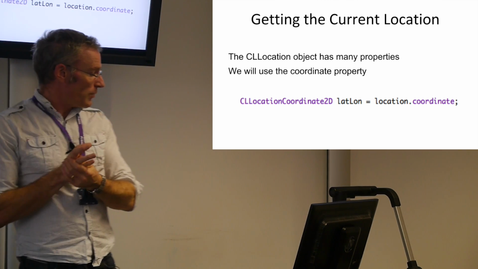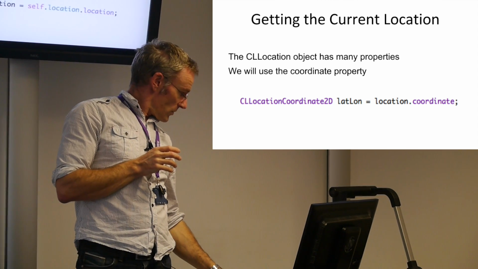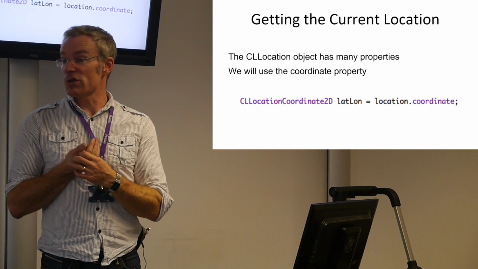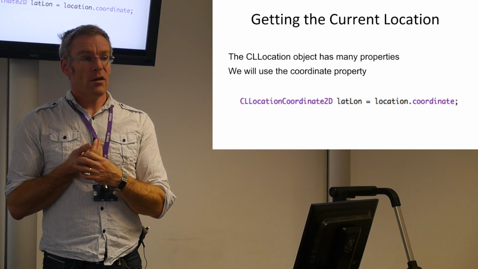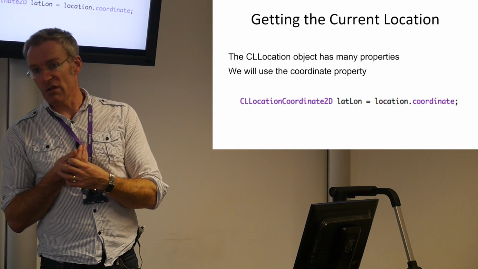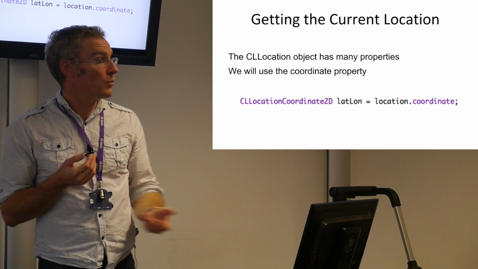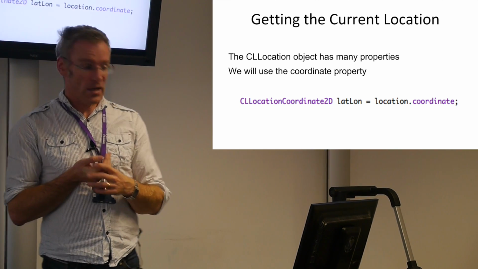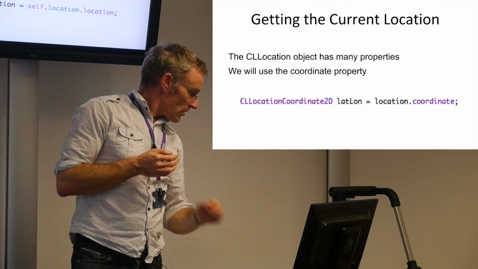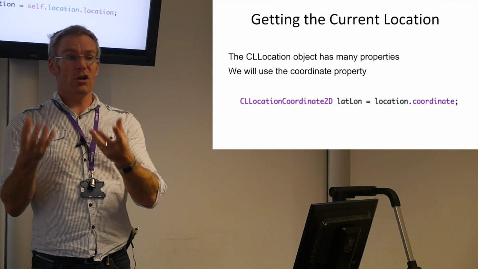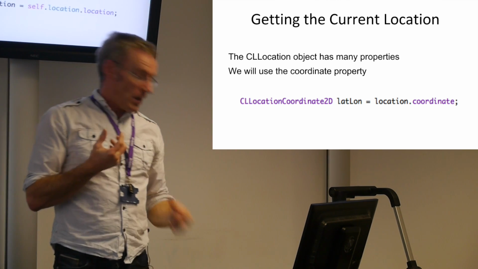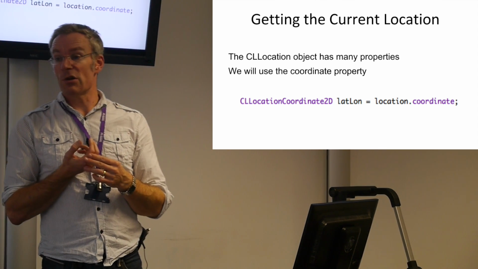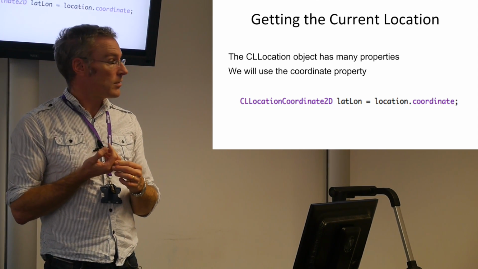The CLLocation object itself, okay, so you've got your CLLocation object. Your CLLocation object has a coordinate property, which is a CLLocationCoordinate2D. We'll keep coming back to this one. This is a really useful class, and this returns your latitude and longitude. Okay, so going through, self.location.location returns a CLLocation object, and as part of that, there's a property called coordinate, which returns your latitude and longitude in the CLLocationCoordinate2D.